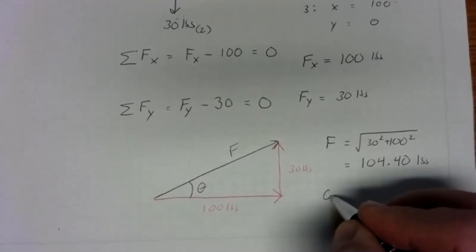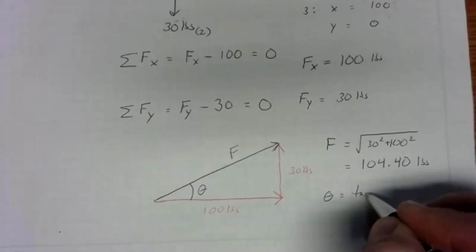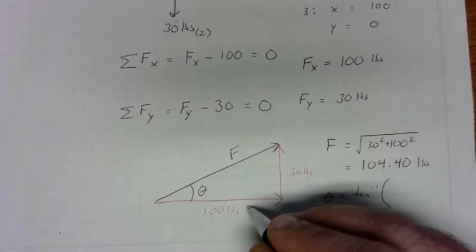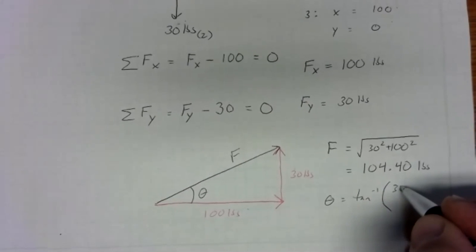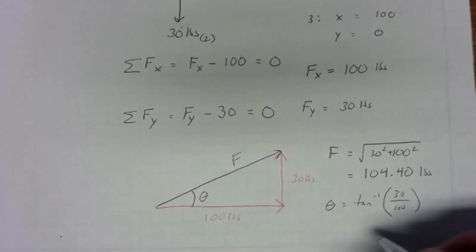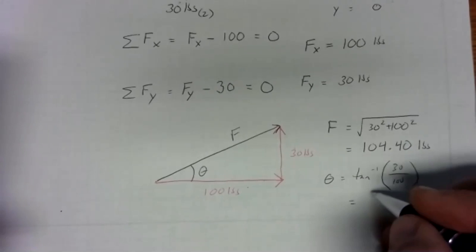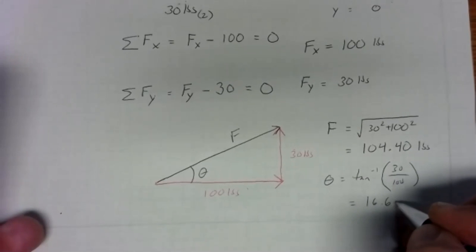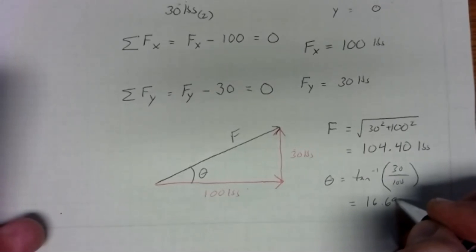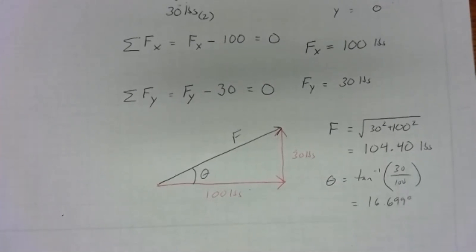Then we need our direction. The angle is the inverse tangent of the opposite over the adjacent, so 30 over 100. So our inverse tangent looks like 16.699 degrees. So there we have our numbers.